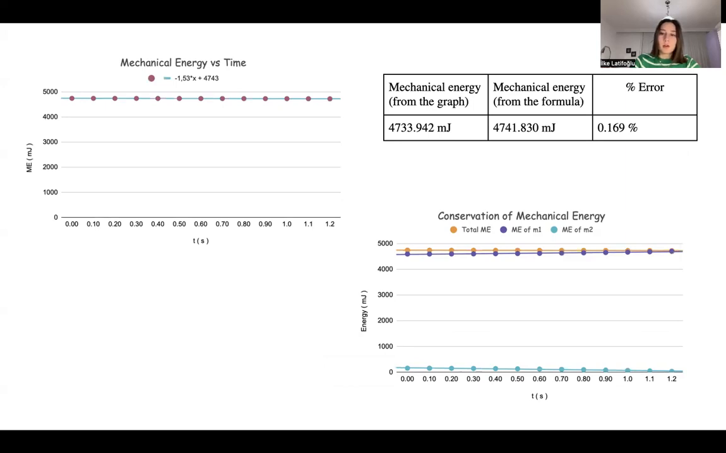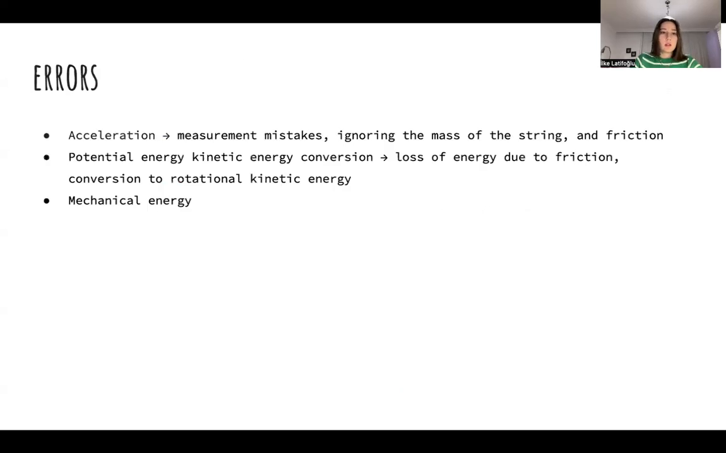The mechanical energy of the block decreased because the change in potential energy of the block was distributed between two objects so that they could have kinetic energies. At the top, we can see from the mechanical energy versus time graph that the mechanical energy values fluctuated a little bit. That's why I got an error of 0.169%.